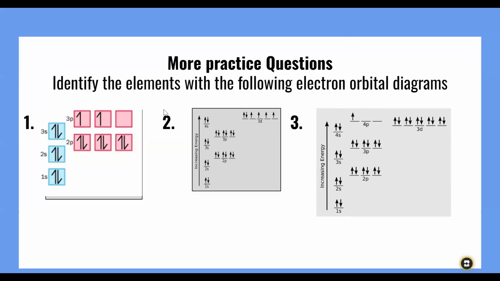Then more practice questions. This time you're identifying which element it is. You look at this and figure out what element this is. Which element has this electron orbital diagram? You can also write the electron configuration, so it's not in the question, but if you do that, that will help you to practice. Okay. Pause the video and answer the question.